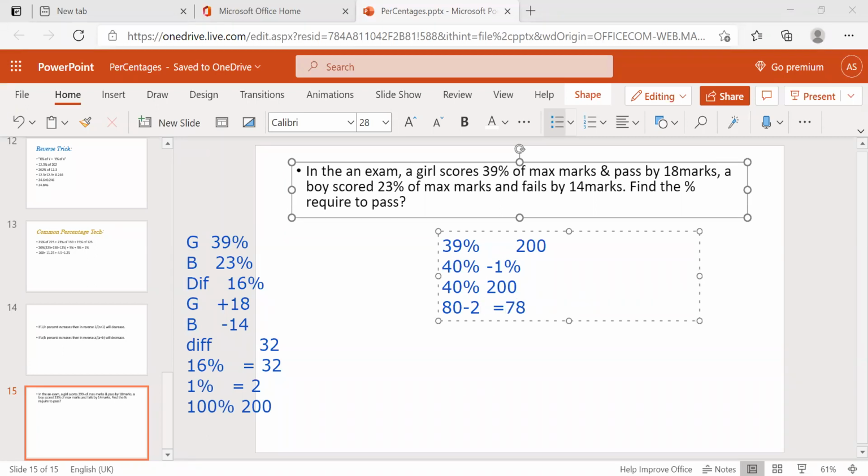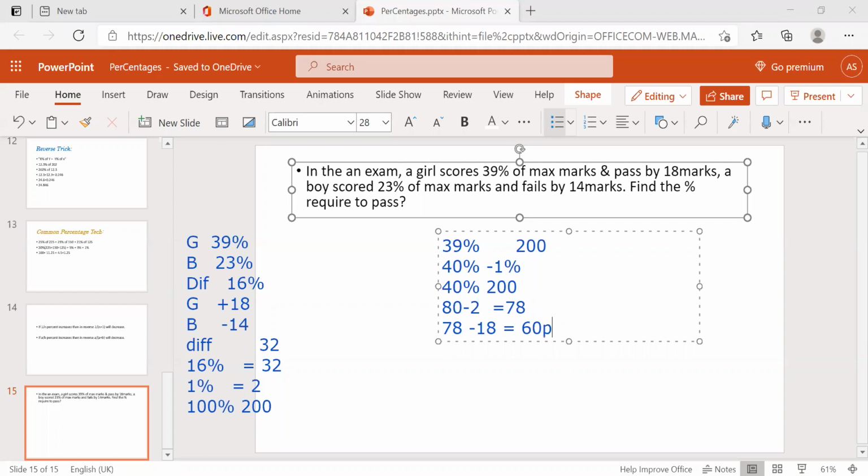For your understanding, I'm doing all this. Otherwise, you can say that it's 78. Okay, 78 is what the girl scored. Girl scored how much? 78 marks. But she passed by 18 marks. What does that mean? She got 18 marks more than the pass marks. Then she got 78 minus 18, it's nothing but 60. Okay, 60 marks is the pass marks.